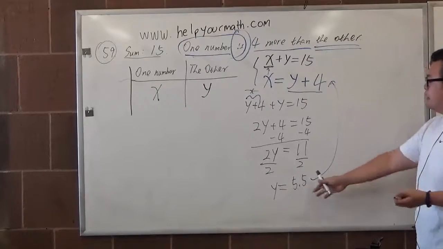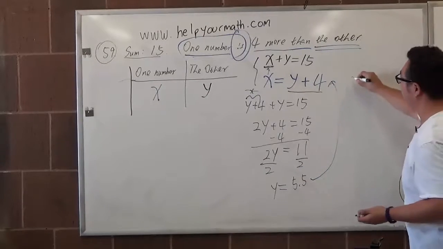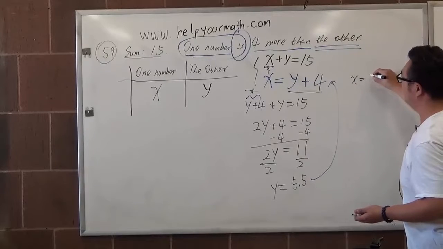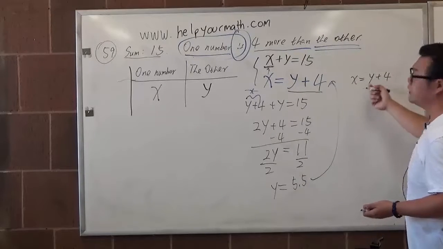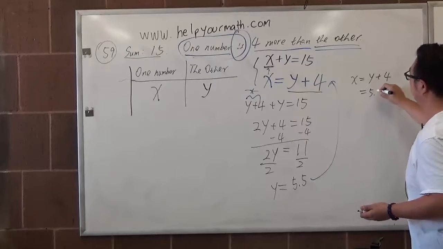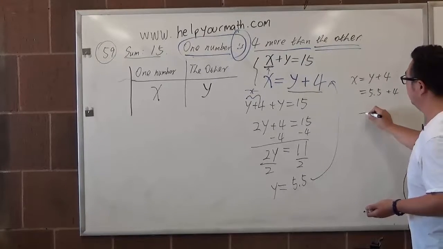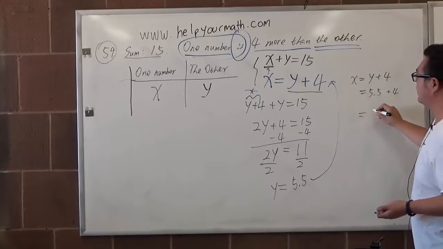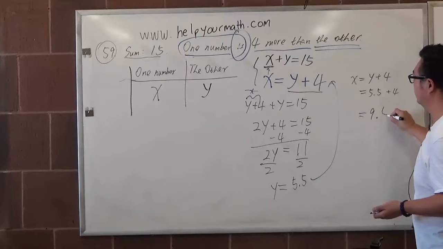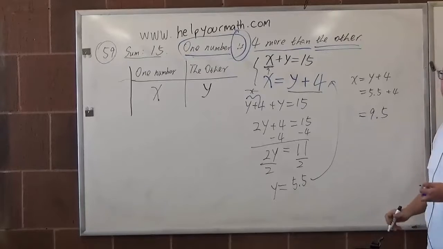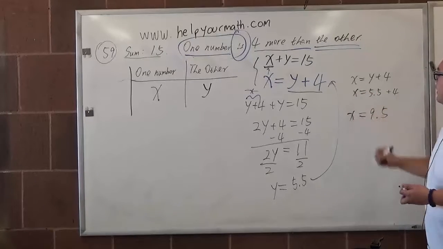So when our y is 5.5, then the x will be 4 more than the y, which is 4 more than 5.5, and adding the whole number 4 gives us 9.5 as our x.